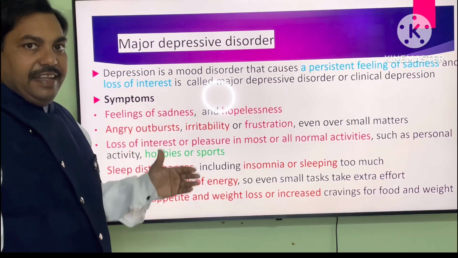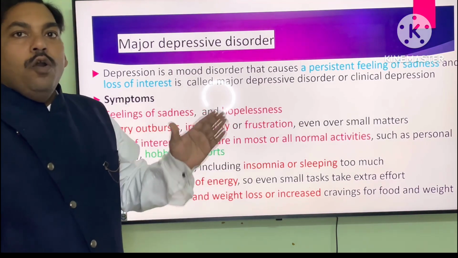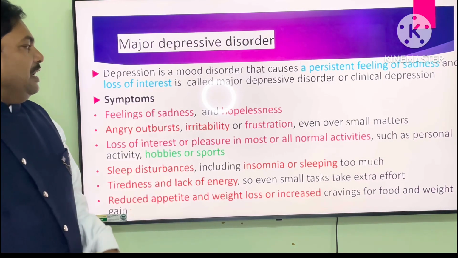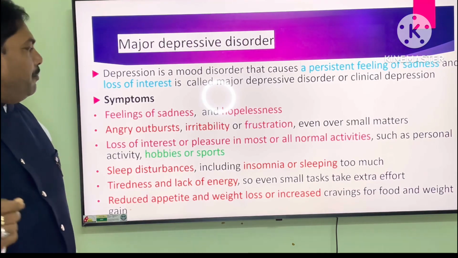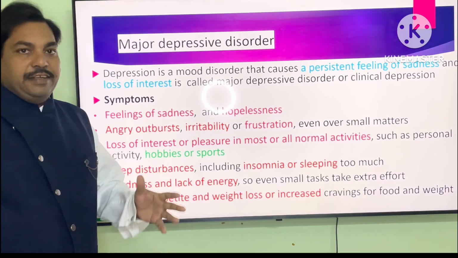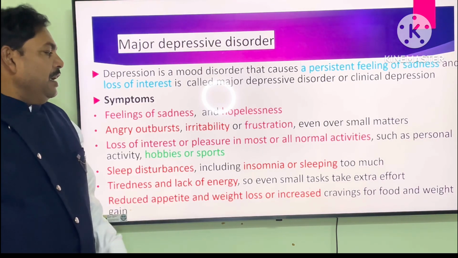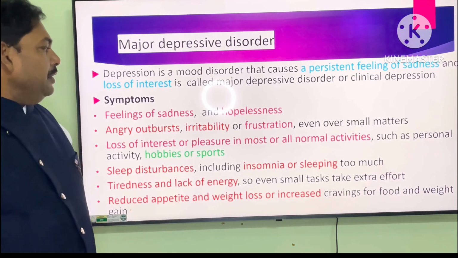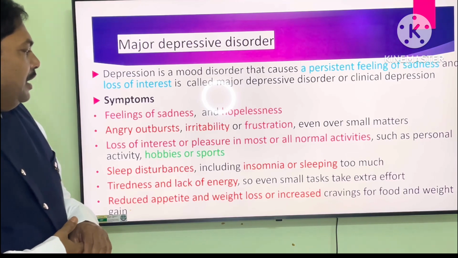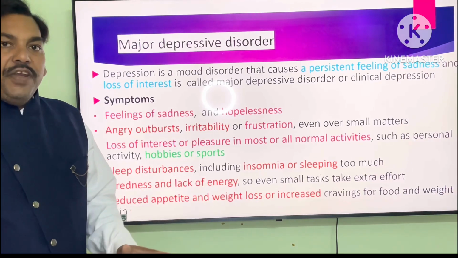There are various symptoms of depression, such as feeling sadness, hopelessness, angry outbursts, irritability, and frustration even over small matters. There is also loss of interest in most pleasurable activities, such as personal activities, sex, hobbies and sports. Sleeping disturbances include insomnia or sleeping too much, along with tiredness and lack of energy, so that even small tasks take great effort. Appetite may be reduced, with loss of weight, or increased, with weight gain.